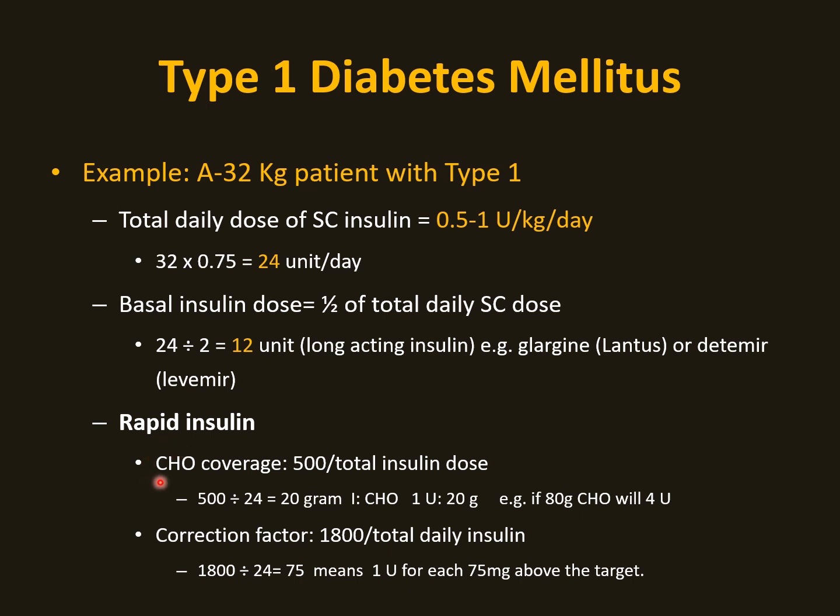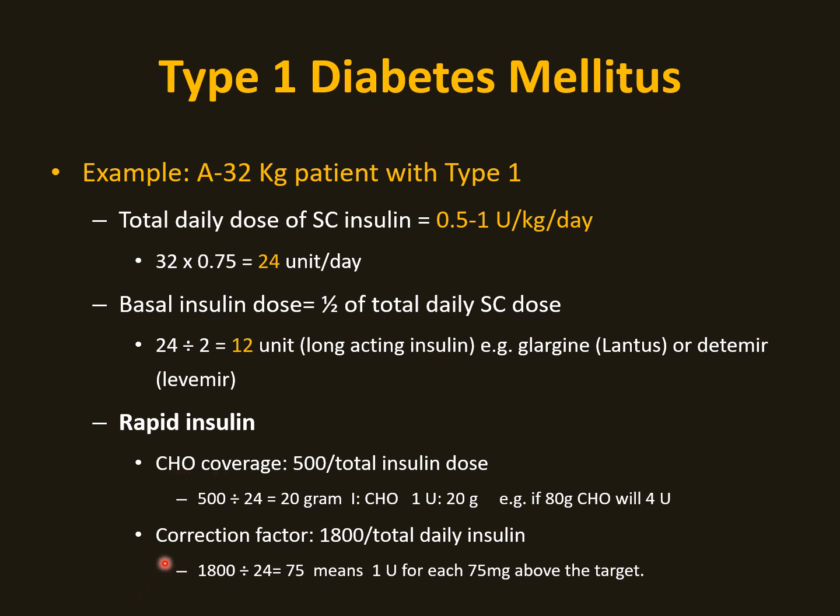But in this case, you need to calculate the coverage for carbohydrate and the coverage for hyperglycemia, or high blood sugar. The coverage for carbohydrate uses a standard number, 500, divided by the total daily insulin dose, which is 500 divided by 24, the one we calculated in the beginning. So this will be equal to 20 grams. So this patient will need 1 unit for each 20 grams of carb he or she will eat. If this patient is going for a meal of 80 grams of carb, this patient will need 4 units of rapid insulin in order to cover for this meal.